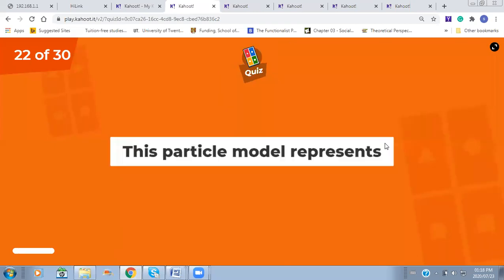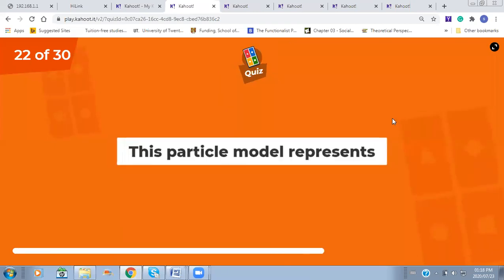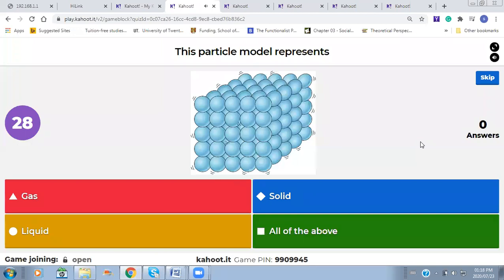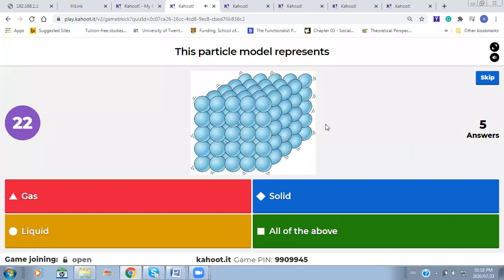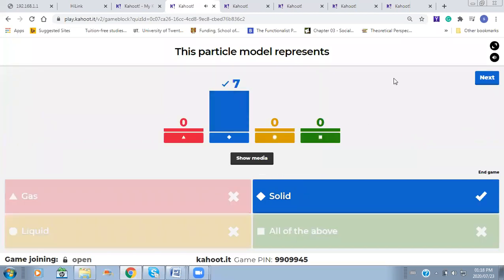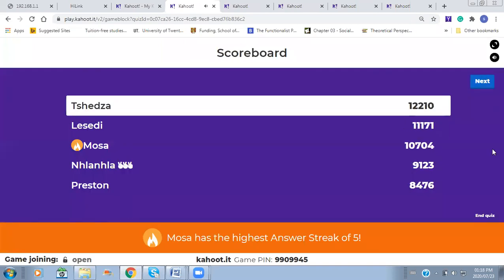Let's go to question 22. This particular model represents what? Is it a gas, is it a solid, is it a liquid, or all of the above? Let's see. All seven of you got it right. Congratulations. Let's move on.